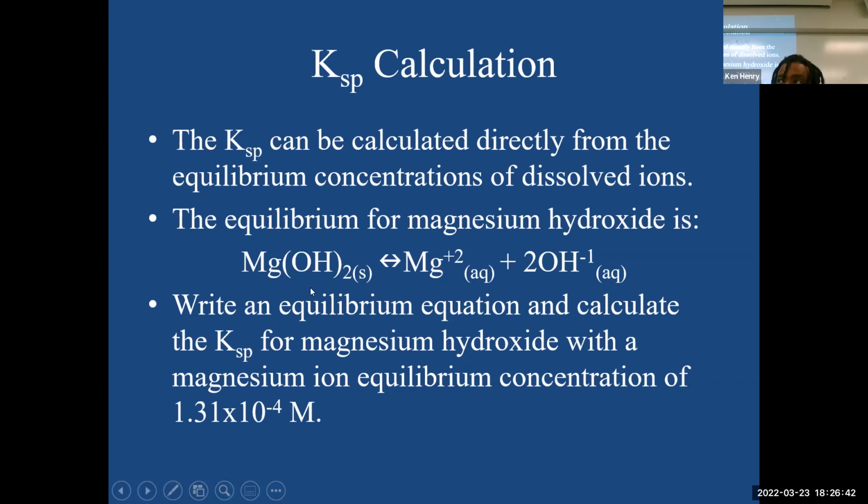magnesium hydroxide is this. So we have magnesium hydroxide breaking down into the magnesium ion and the hydroxide ion. Write the equilibrium equation and calculate the KSP for magnesium hydroxide with a magnesium ion equilibrium concentration of 1.31 times 10 to the minus 4 molar. So how would I go about doing that?